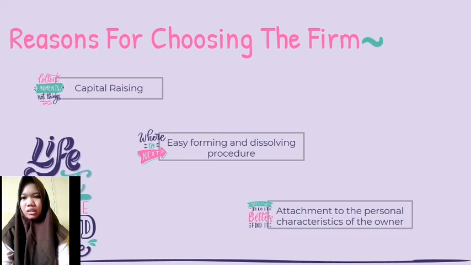Next topic is reasons for choosing the firm. First reason is capital raising. With the form of a firm company, the owner of the company consists of more than one person, and thus the amount gathered will certainly be more because it is provided by and comes from several people.